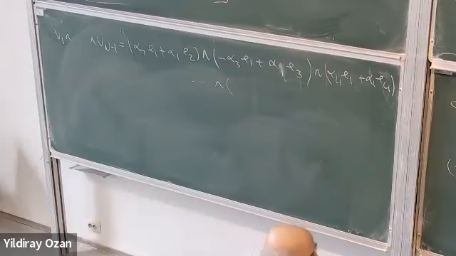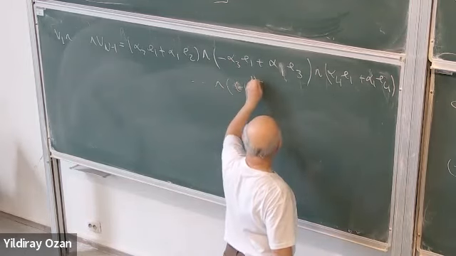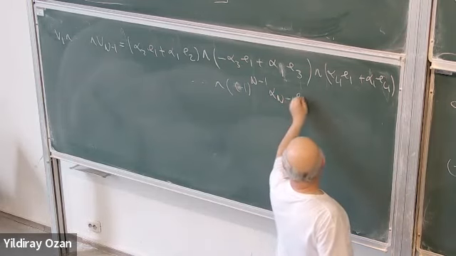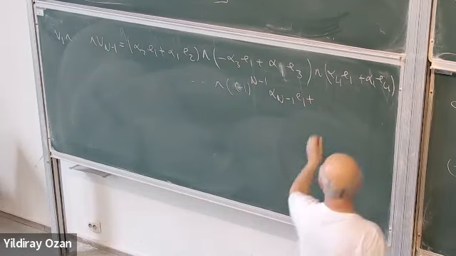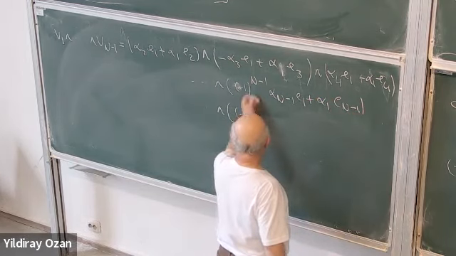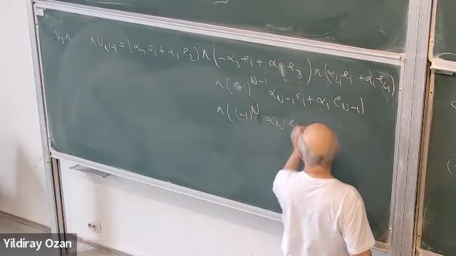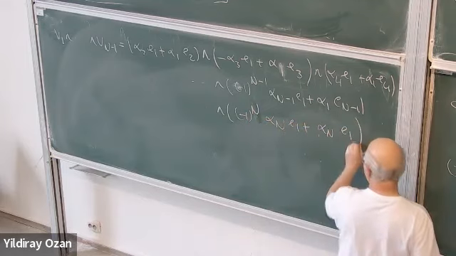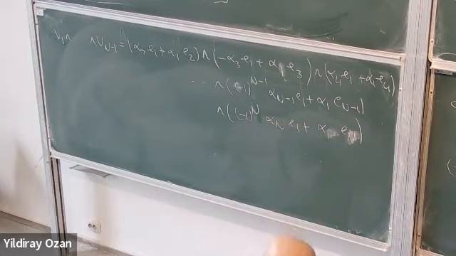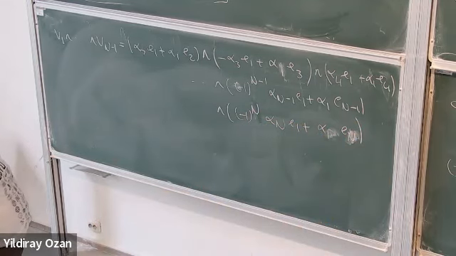And then I have -1 to the power n minus 1 alpha n minus 1 E1 plus alpha 1 E n minus 1, and finally minus 1 to the power n alpha n E1 plus alpha n E1. No, E alpha 1 E n. Yes. Okay.